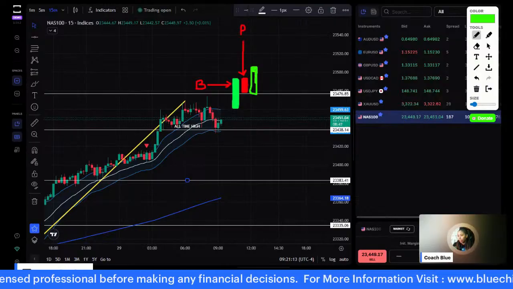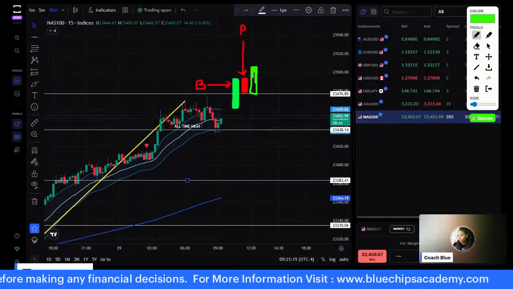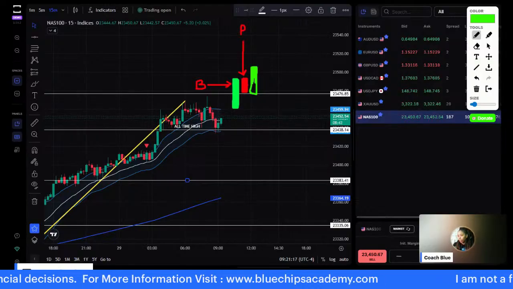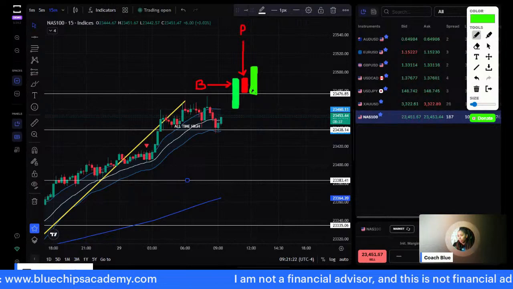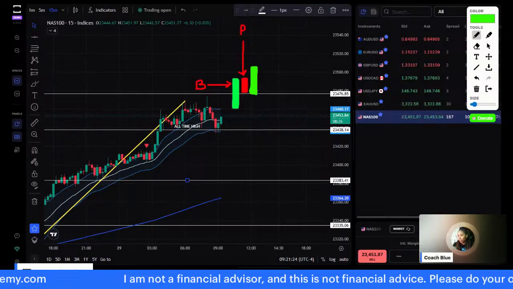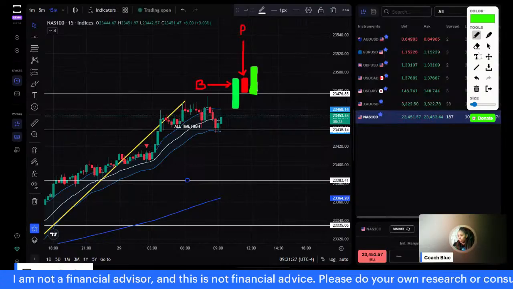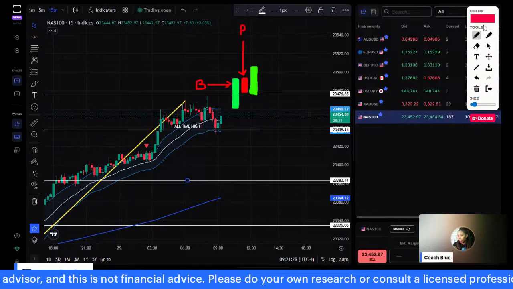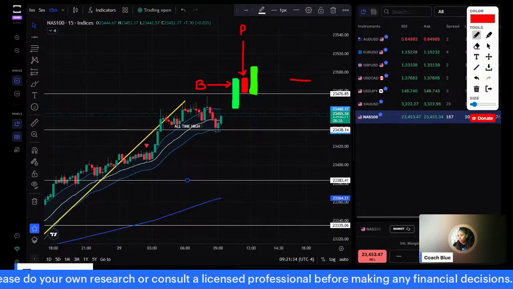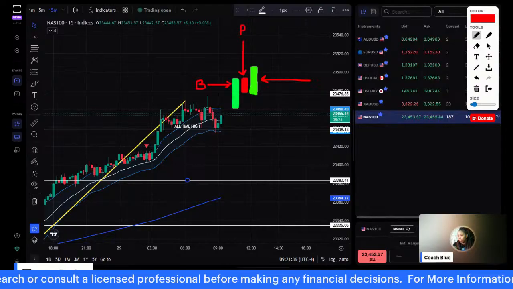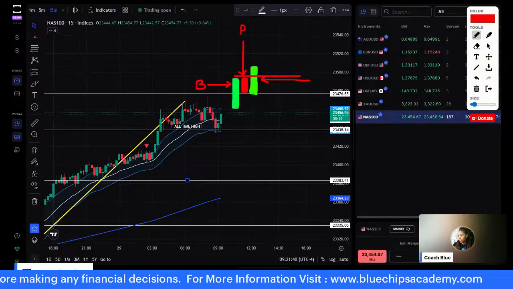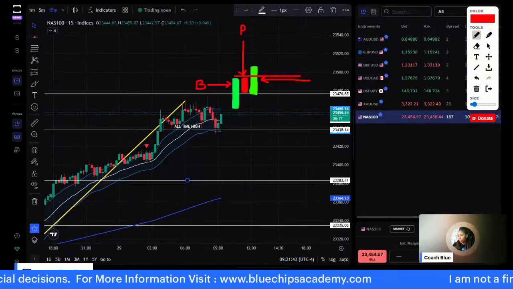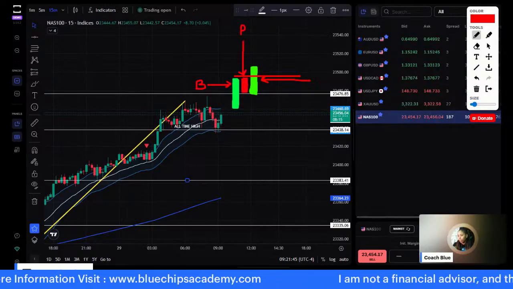Okay, so this is our pullback candle. Our pullback candle is the candle that gives us the signal if we should enter or not. Okay, so we would look for something more like something over here, right? This candle, this green candle, broke past or above this pullback candle, or it engulfed this pullback candle.